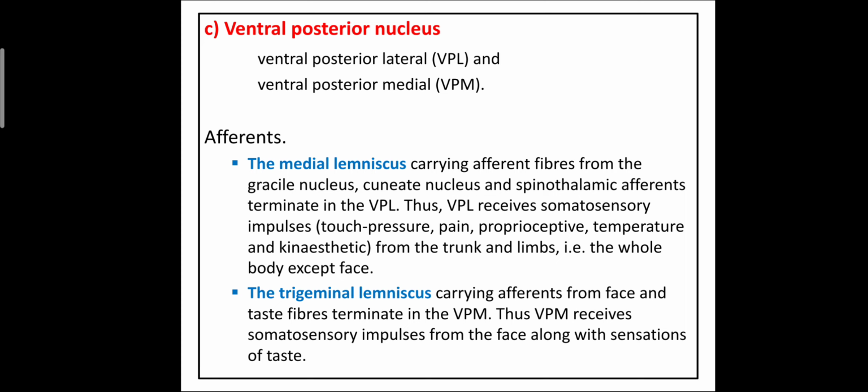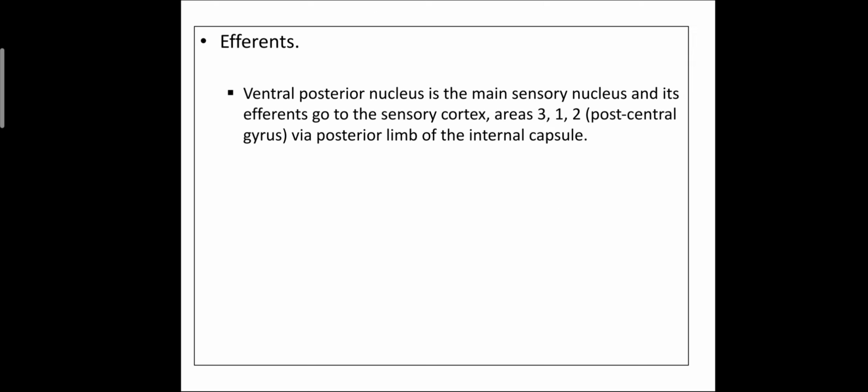The trigeminal lemniscus carrying the afferents from the face and taste fibers terminate in the ventroposteromedial nucleus. Thus, the ventroposteromedial nucleus receives the somatosensory impulses from the face along with the sensation of taste. Efferent: the ventral posterior nucleus is the main sensory nucleus and its efferents go to the sensory cortex, area number 3, 1, 2, the postcentral gyrus via the posterior limb of the internal capsule.